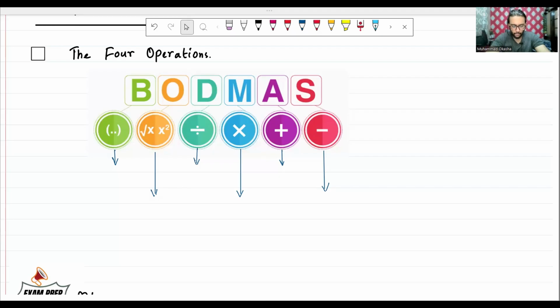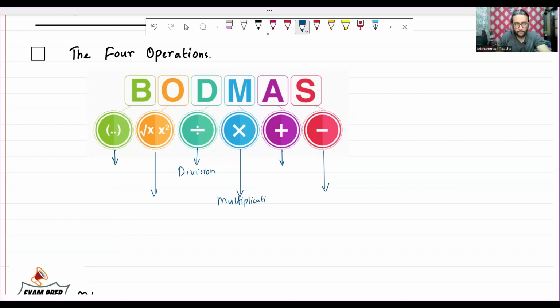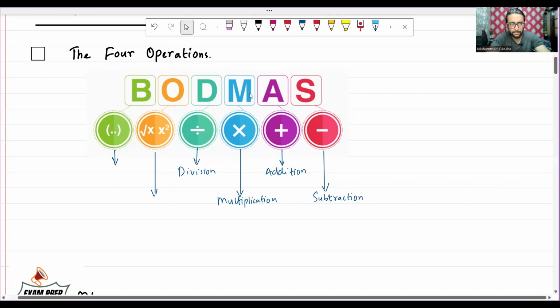Okay, so 4 operations. By 4 operations, we mean these are the key fundamental operations in mathematics. The division, we know that. I think you can tell from the signs as well. This is the division, multiplication, addition, and subtraction. I'm sure you've done the BODMAS rule in grade 6 or 7. But this is a revision with some updates as well.